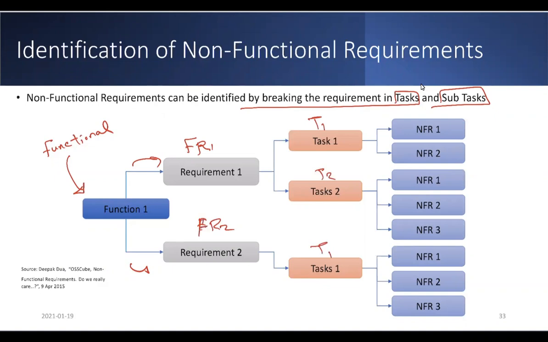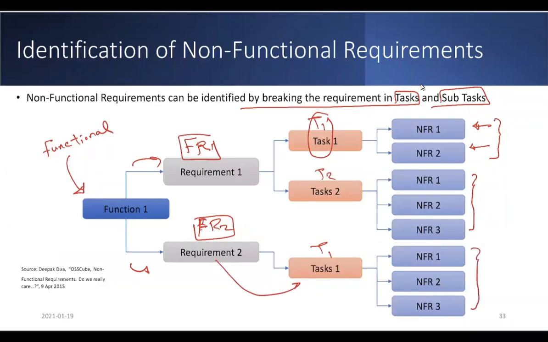And then you break those tasks and even subtasks into a set of non-functional requirements, so non-functional requirement 1, non-functional requirement 2. For task 1, we have 2 non-functional requirements. For task 2, we have 3 non-functional requirements, and this is for functional requirement 1. And for functional requirement 2, we just have 1 task with 3 non-functional requirements.